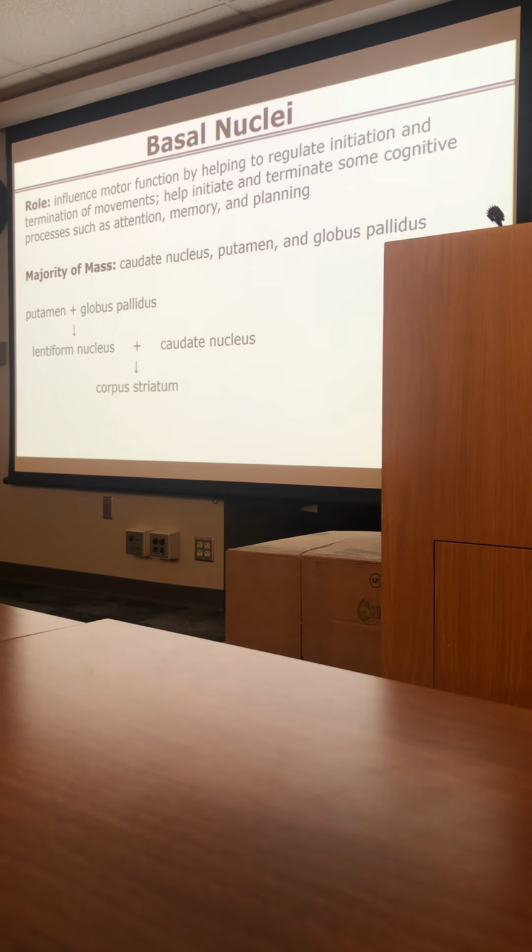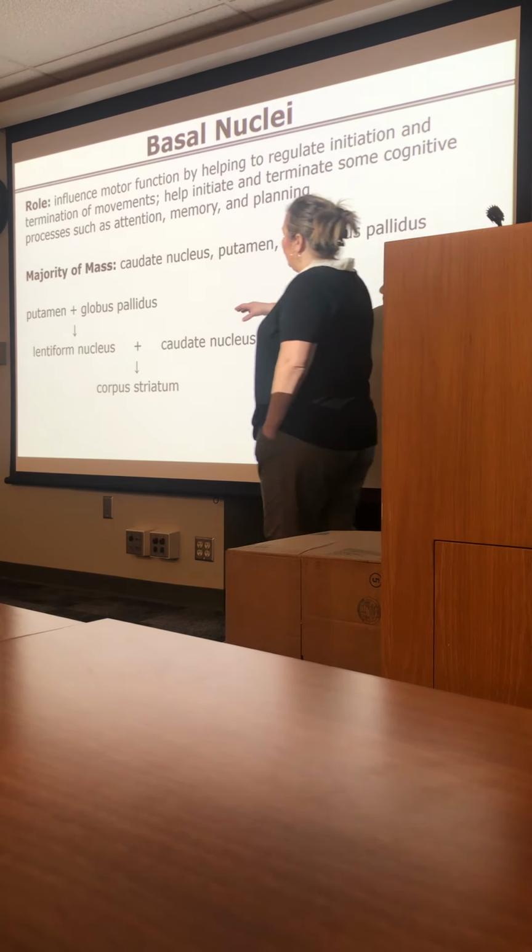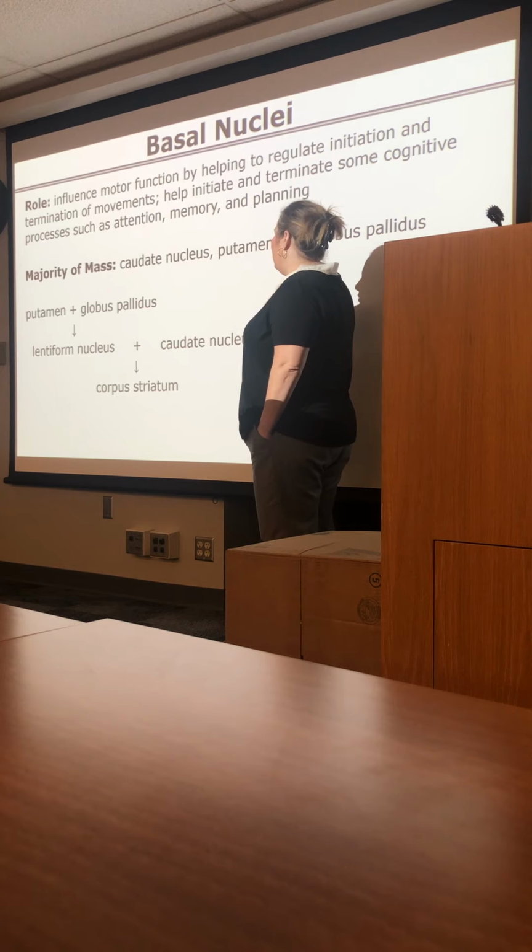There are also, within that white matter, some islands of gray matter, and the ones that we're going to talk about are called the basal nuclei. The basal nuclei are in each hemisphere, and there are three masses of gray matter. We're going to have the putamen, the globus pallidus, and the caudate nucleus.